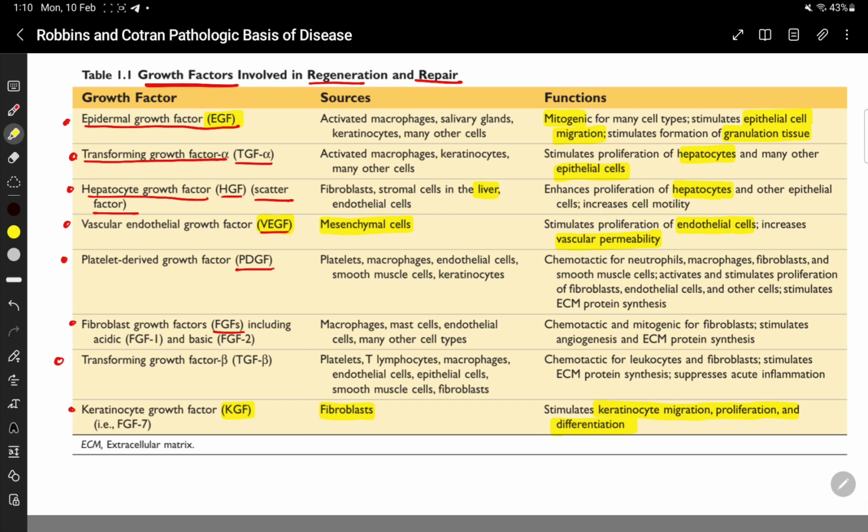So the growth factors involved in regeneration and repair are epidermal growth factor, transforming growth factor alpha, transforming growth factor beta, hepatocyte growth factor or scatter factor, vascular endothelial growth factor, platelet derived growth factor, keratinocyte growth factor, and fibroblast growth factor including FGF1 and FGF2.